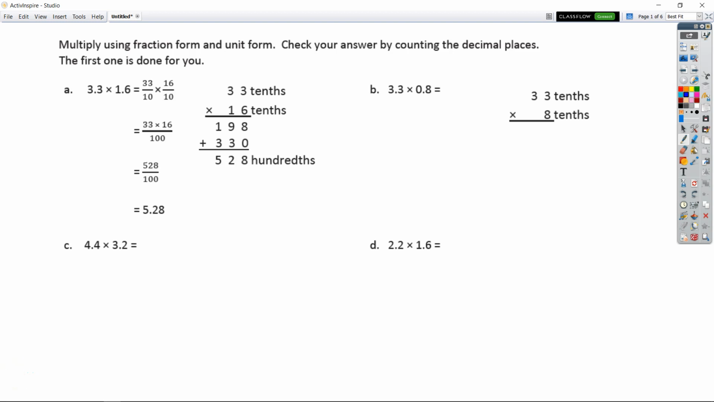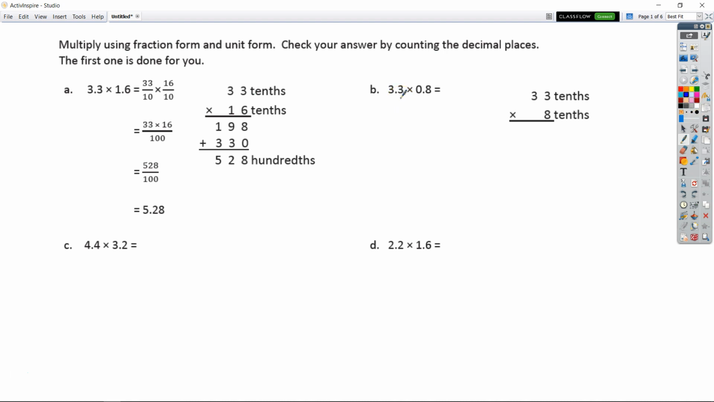Module 4, lesson number 18. The directions ask us to multiply using fraction form and unit form. And then we're going to check our answer by counting the decimal places. The first one's done for us. So if you need to take a look at A, you can take a look at that. I'm going to jump right into it following the steps of A on B here. So let's take a look.